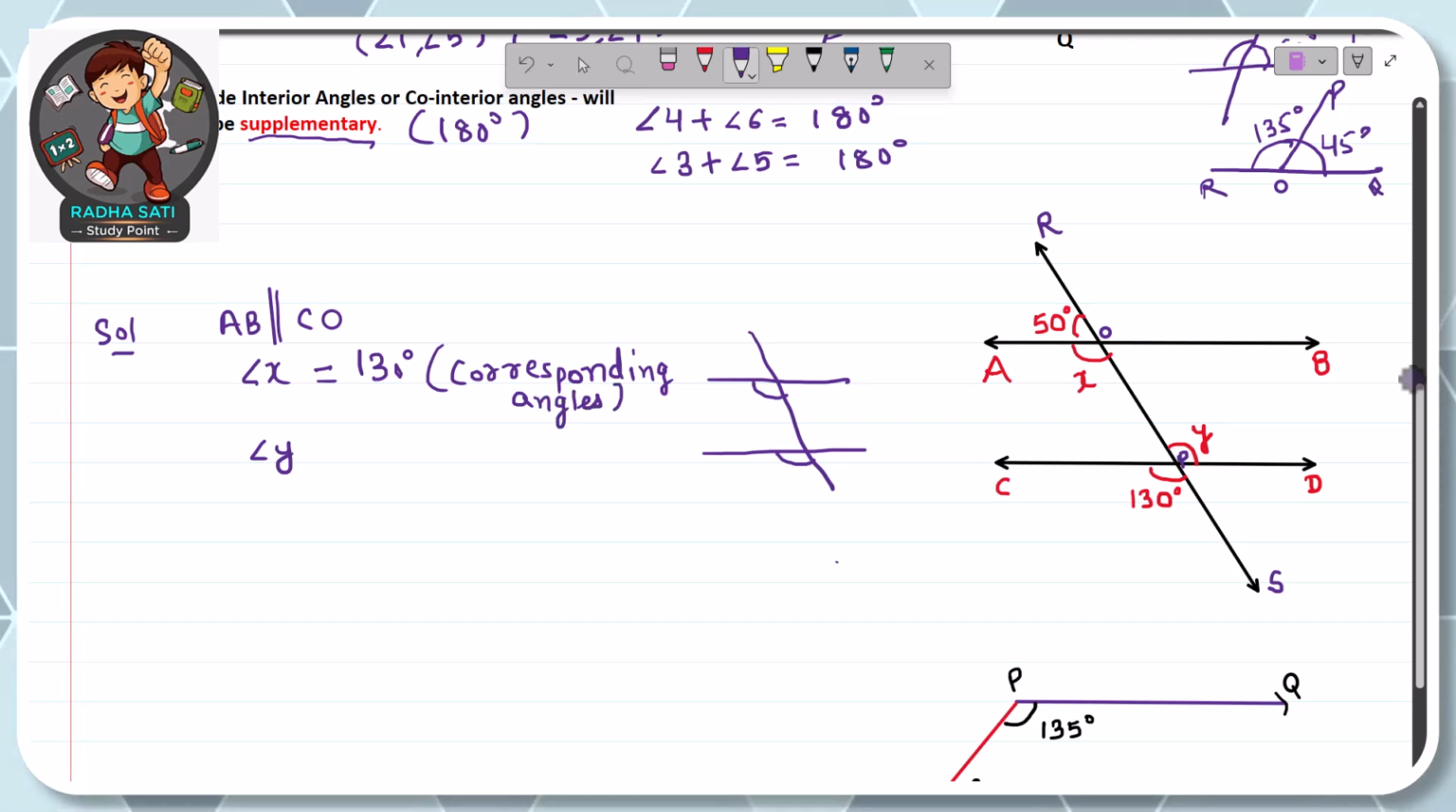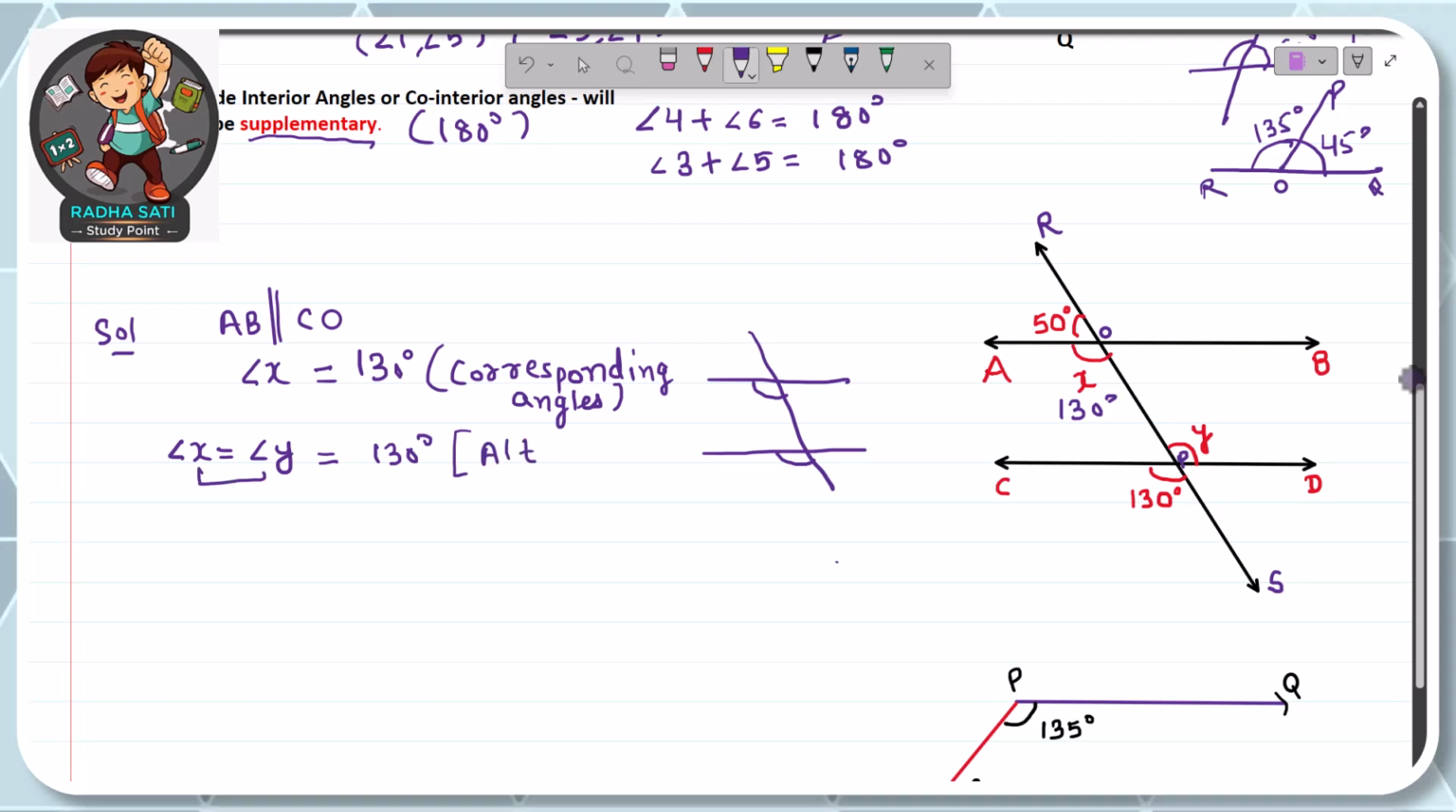Okay, so always mention this in the bracket. Then let's come to angle Y. Angle X we found is 130 degrees. Now you can see that angle X and angle Y are alternate interior angles. This means angle X will be equal to angle Y, which is 130 degrees, because angle X is already found to be 130 degrees. So angle Y will be 130 degrees, and in the bracket you need to mention which property, which type of angles these are, and why these angles are equal.